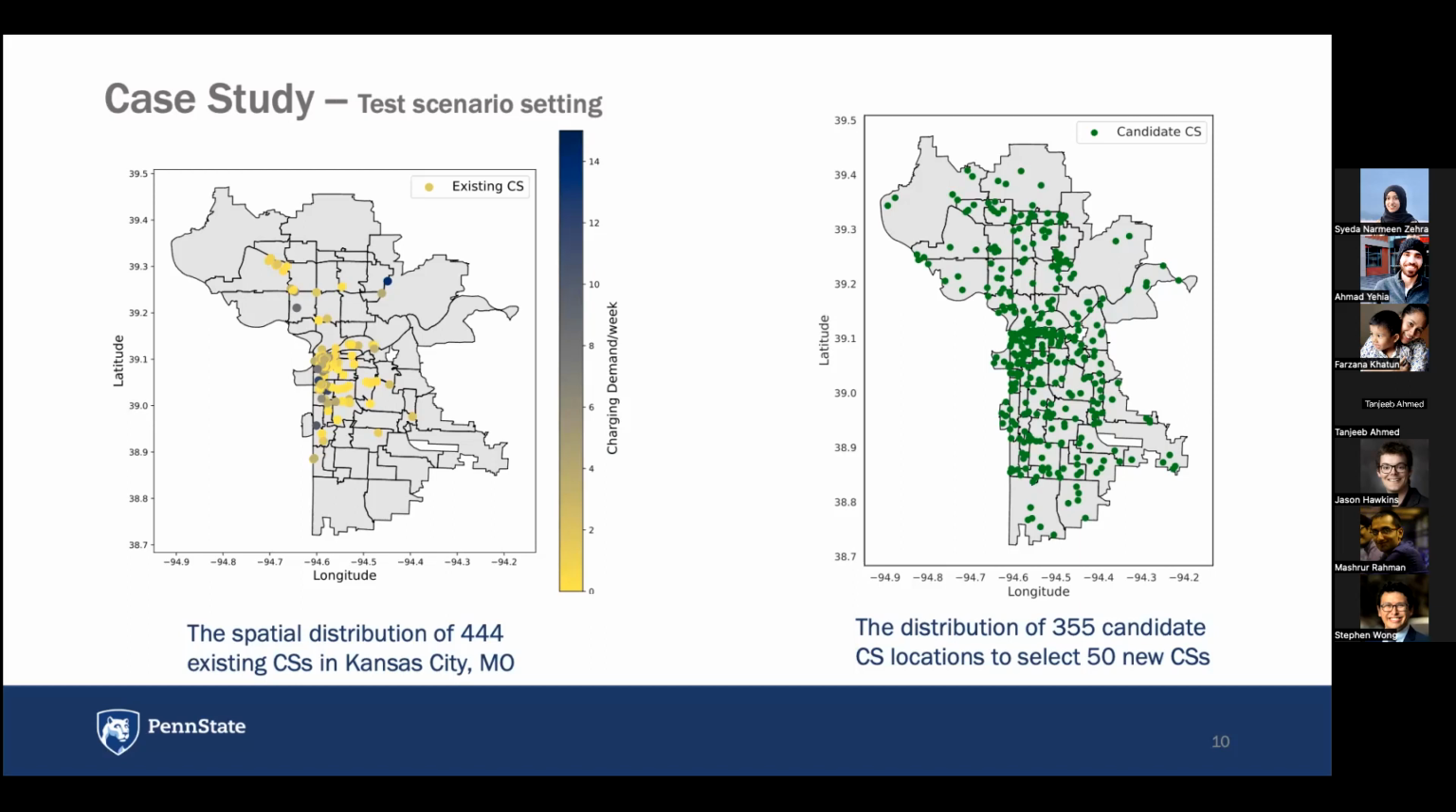In this case, we need to select 50 newly built charging stations from 355 candidates to maximize the total charging demand of both the existing 444 charging stations and 50 newly built charging stations.